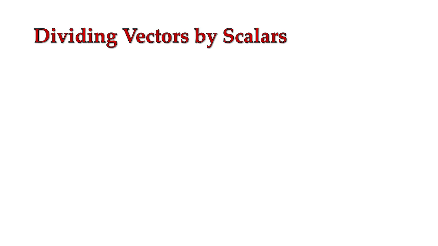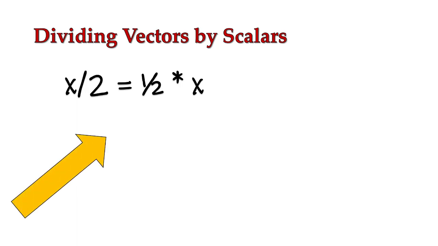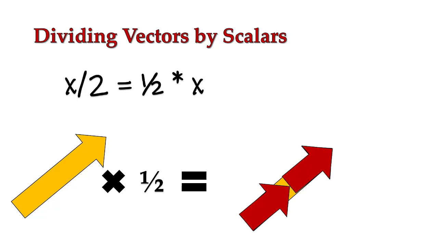Let's say we want to divide a vector by a scalar. Well, remember that if we divide something by 2, it's the same as multiplying that thing by 1/2. So we'll take our vector, we're going to multiply it by 1/2, which means that we're going to take our vector, we're going to chop it into 2, and then we will remove 1.